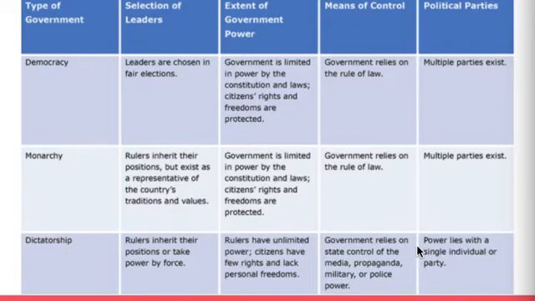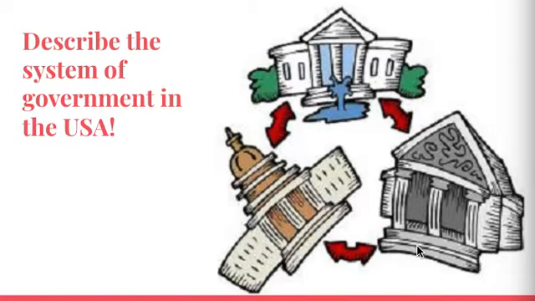After the study of the different types of government, we're going to get into the different types of economy. But before that, I want to make sure that we have an understanding of the United States government overall. If I ask you to describe the system of government in the United States, would you be able to tell me that it is a representative democracy, a form of democracy in which we elect officials?